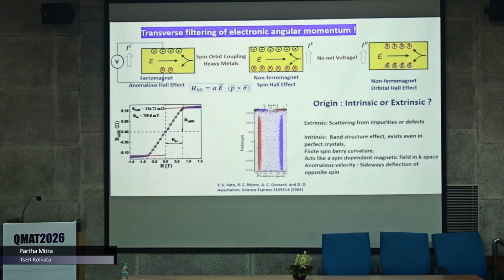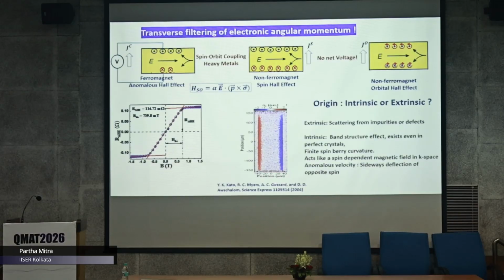Even though this effect, called the spin Hall effect, was predicted way back in the 1950s, since there was no connection to any experiment at that time, it did not gather any momentum. Later on, around 2000, people started talking about experiments on how to detect it. So I will show you.